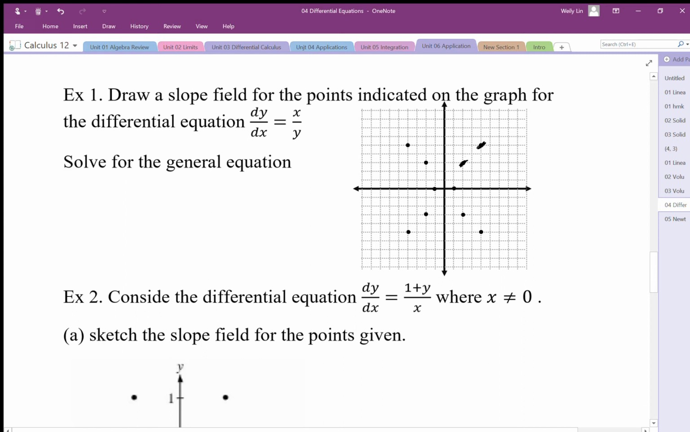Okay, it's kind of hard to draw, but again, it's just an estimate. Let's say that's 2/3 there. At x is 1, y is 0. Okay, that is going to be a vertical. Anything y is 0, we're going to get a vertical tangent.